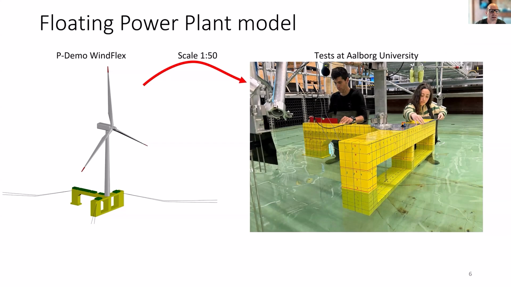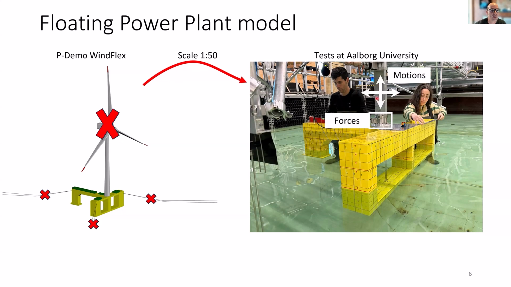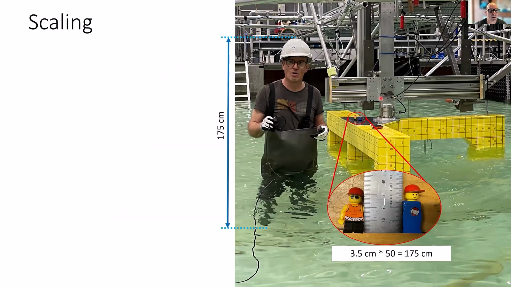To validate and calibrate the numerical models used for designing the platform, we constructed a scale 1 to 50 model to be tested in the wave basin. We simplified the model by removing the moorings and the wind turbine. And we installed a force sensor on top of the model, which holds the model. And then we installed an actuator, which allows moving the platform in various degrees of freedom. The scaling of 1 to 50 is visually seen by looking at the two small Lego men on top of the platform. They are 3.5 centimeters high, so in full scale they would be 175 centimeters high, approximately the same height as me.